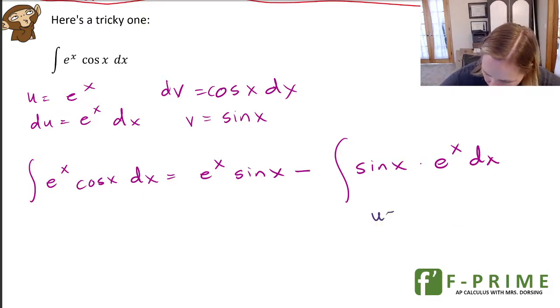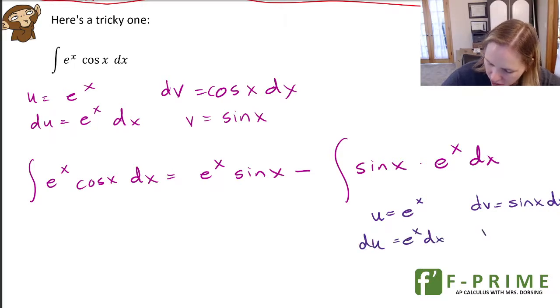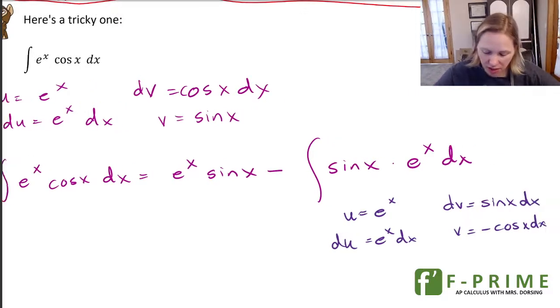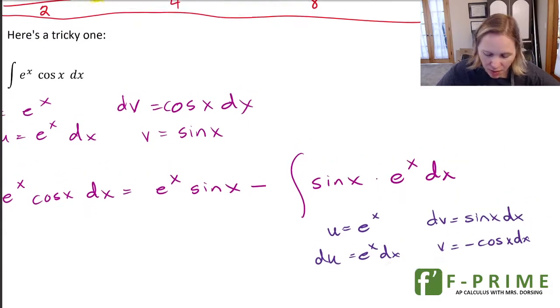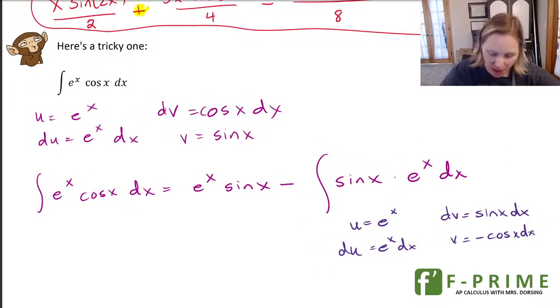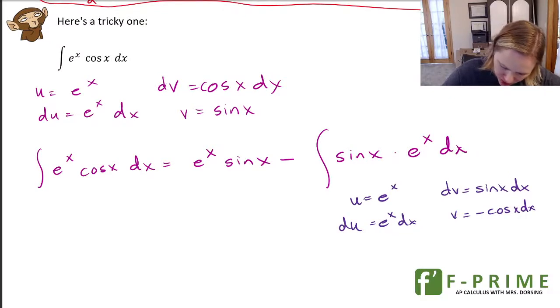I'm going to let u be that exponential function. I'm going to let dv be the sine of x. So that means du is e to the x dx, and v is negative cosine. Now, I'm feeling good about this because I like it when I come back around to having cosines. And you'll see why here in just a minute. So let's write the whole thing out.